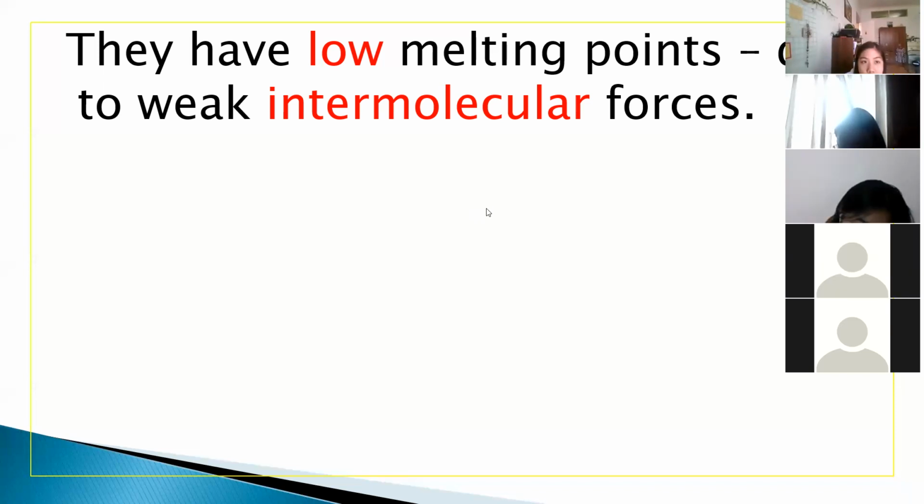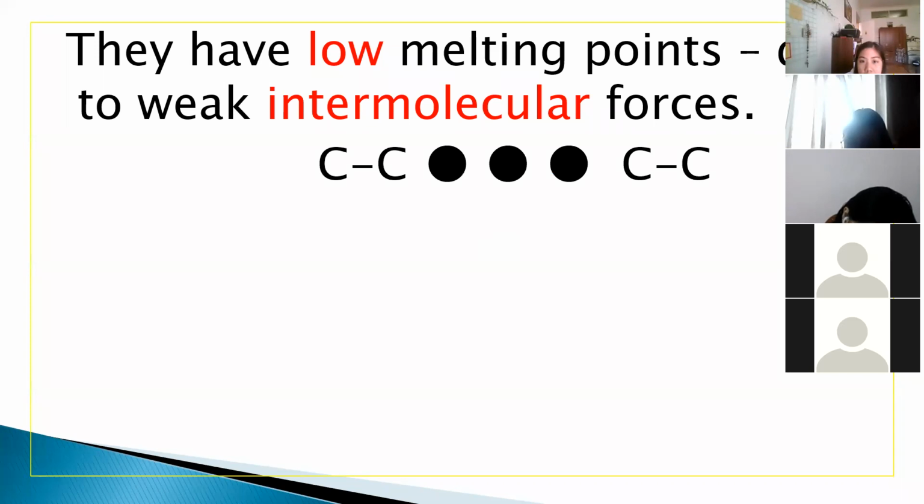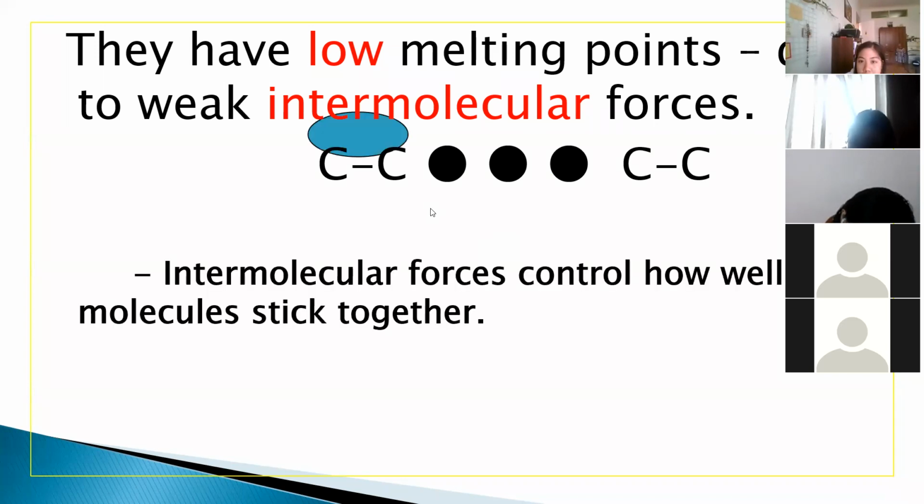So this does not require a high temperature to melt. Organic compounds are easily melted. And what is the reason for that? Organic compounds have weak intermolecular forces. So let's have an example.